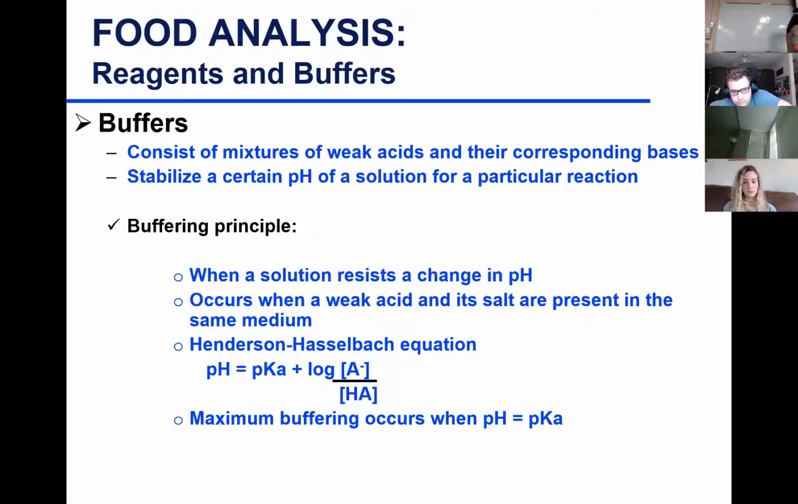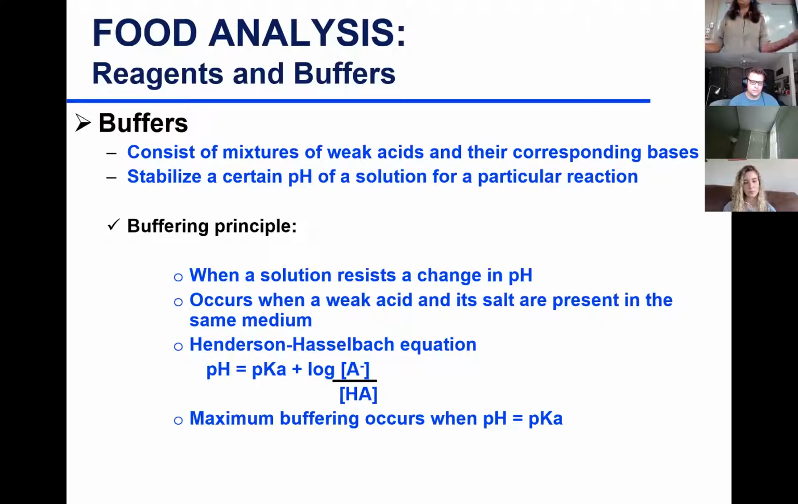And the creation of a buffer is basically a mixture of a weak acid and its conjugate base. The conjugate base, as I said last time, is basically your dissociated acid, or the salt form of your dissociated acid. Here, the acid has a proton, that means it has its hydrogen. And when it gives out its hydrogen, it becomes a conjugate base or a salt.